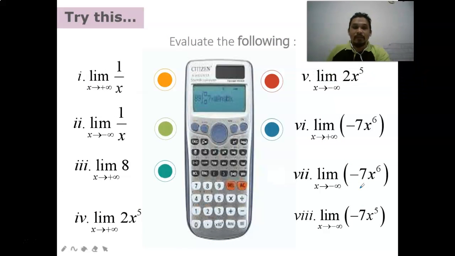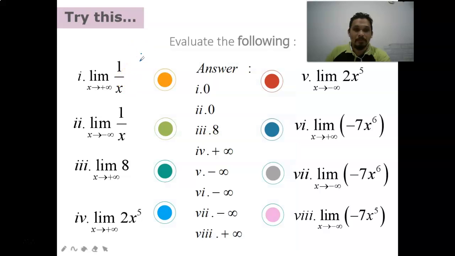Okay, evaluate the following. Now for this one here, x approaches positive infinity, when x is getting bigger and bigger and bigger. So what's going to happen in here? 1 over 10 equals 0.1. 1 over 100 equals 0.01.